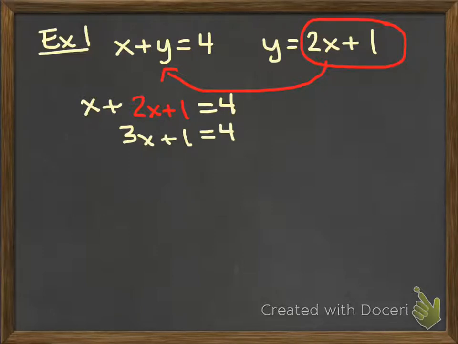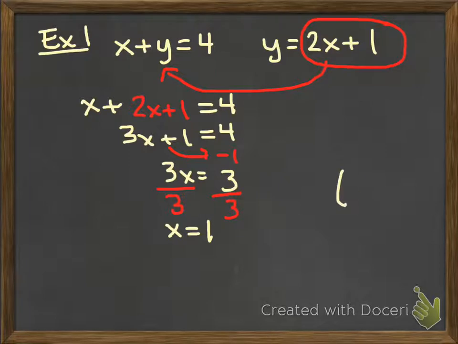Subtract 1. You get 3x equals 3. Divide by 3, and you get x equals 1. Okay, now that just tells us the first part of the point of intersection. That just gives us the x coordinate. We need to find the y coordinate.